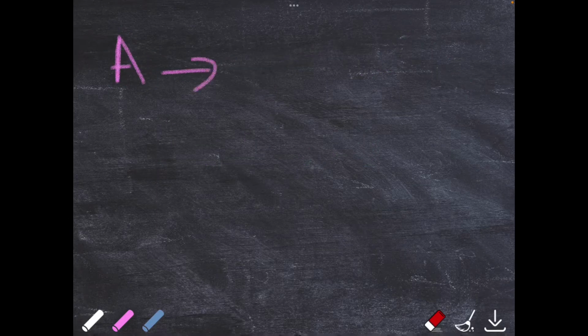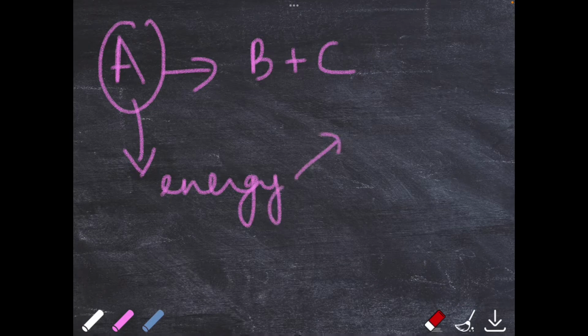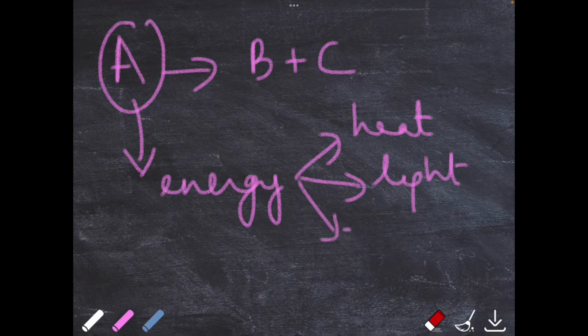If A, which is a big molecule or a big substance, breaks up into smaller substances, this is a decomposition reaction. Now, to break the substance A, energy is required. And this energy may be in the form of heat, it may be in the form of light, or it may be in the form of electric current. So, depending on the three types of source of energy, we have three different types of decomposition reaction.